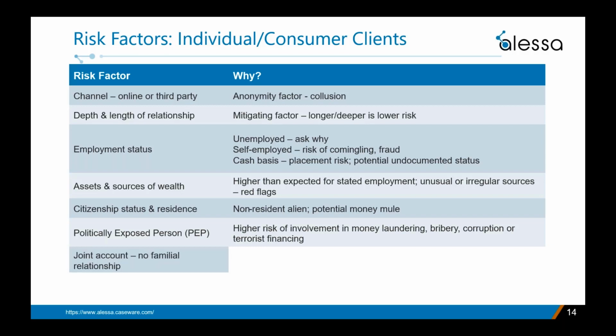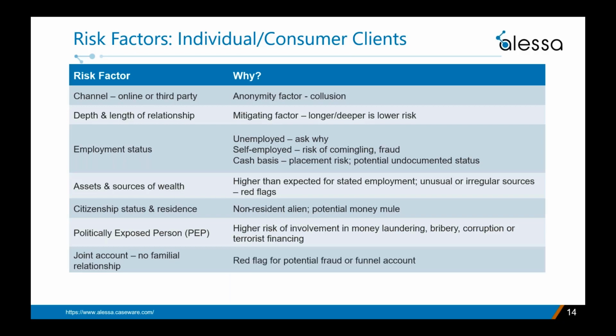In terms of relationship risk factors, the most significant for individual accounts is when several people who have no apparent family relationship are joint account holders or have signing authority. Now, oftentimes, this scenario can mean a human trafficking or elder abuse or even a fraud situation is involved. Or it could be a red flag for a funnel account.